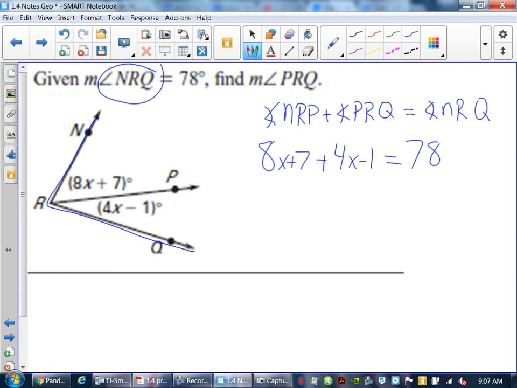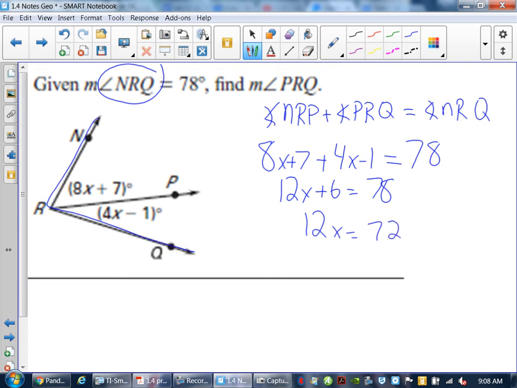All right. Now you are at the point where all you have to do is combine your like terms. What's 8 and 4? 12. So I have 12x. 7 minus 1 is 6. That equals 78. Now you're at a two-step equation. What do you do next? Subtract the 6. Good. You get 12x is 72. And now what do you do? You divide by 12 and you get x equals 6. Very good.